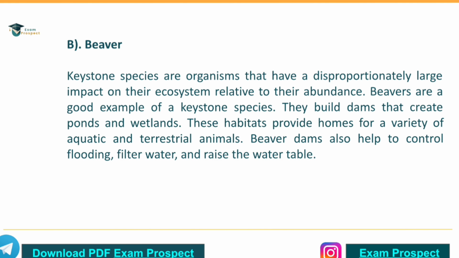Here, keystone species are organisms that have a disproportionately large impact on their ecosystem relative to their abundance. Beavers are a good example of a keystone species. They build dams that create ponds and wetlands, and these habitats provide homes for a variety of aquatic and terrestrial animals. Beaver dams also help to control flooding, filter water, and raise the water table.